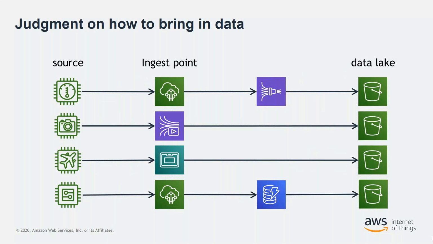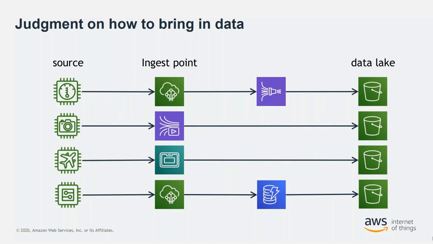Now, if you're in the Internet of Things and you have a singular device that's connected directly to IoT Core, and you have hundreds of thousands or millions of these devices operating and you're pushing MQTT telemetry to IoT Core, what you'll want to do is eventually get that into your data lake, and you can use Kinesis Firehose to facilitate that data.